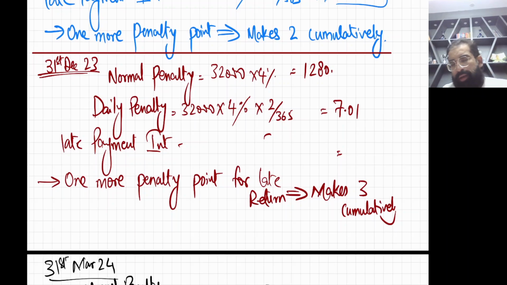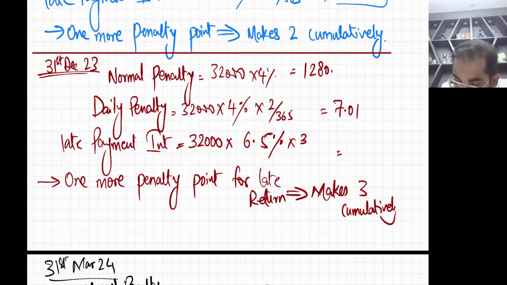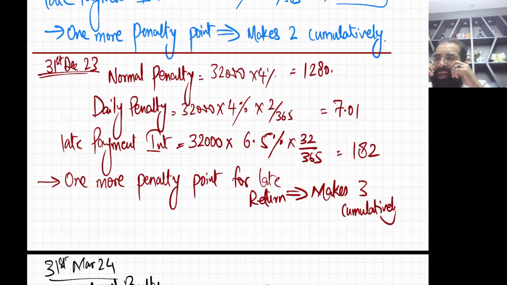Now late payment interest is always there for the actual number of days. So you use 32,000 owed to the government, 6.5% is the rate, multiplied by 32 over 365 days. This makes around 182 pounds. Now as this is the third quarter, you are late a third time in filing your VAT return on time. So you will get a third penalty point, which makes 3 cumulatively.